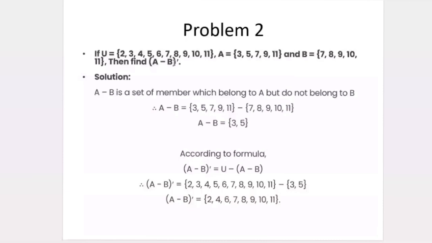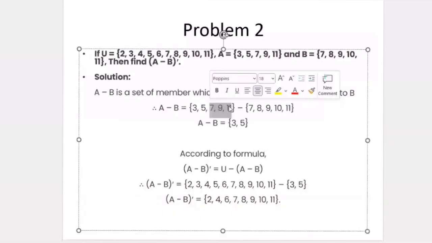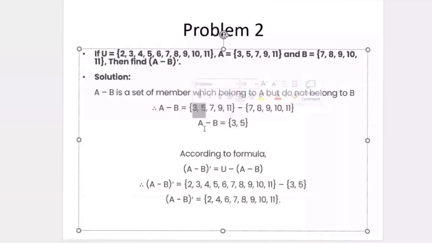So first of all, A has 3, 5, 7, 9, 11. B has 7, 8, 9, 10, 11. So if you are doing a subtraction, we can see that 7, 9, 11 are in B, and they're also in A. So we have to subtract them. Basically, we are taking out these three because they are in B. So it's a subtraction, it's a removal. And then we are left with just 3 and 5. So the set A minus B is the set that contains only 3 and 5 as elements.